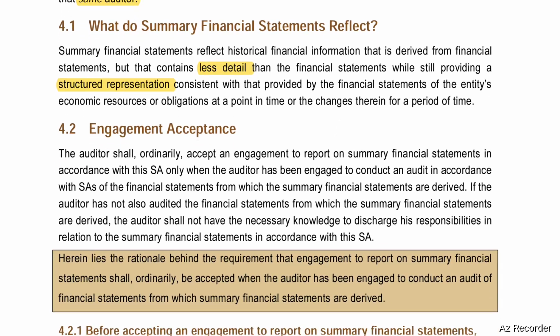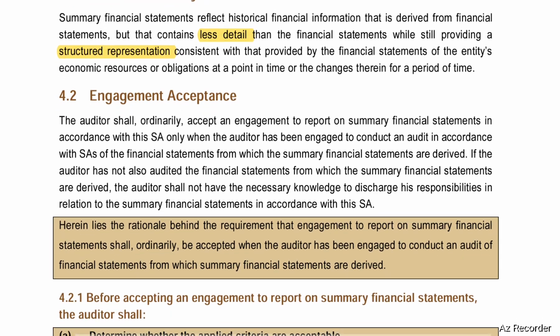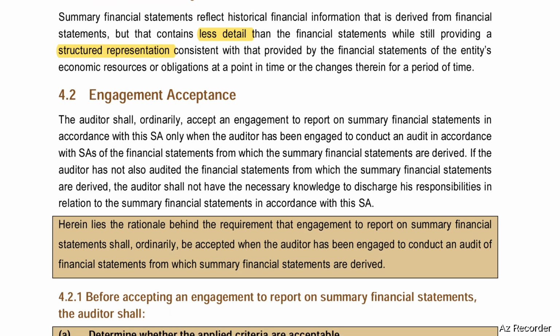What do summary financial statements reflect? Summary financial statements reflect historical financial information that is derived from financial statements, but that contains less detail than the financial statements, while still providing a structured representation consistent with that provided by the financial statements of the entity's economic resources or obligations at a point in time or the changes therein for a period of time.